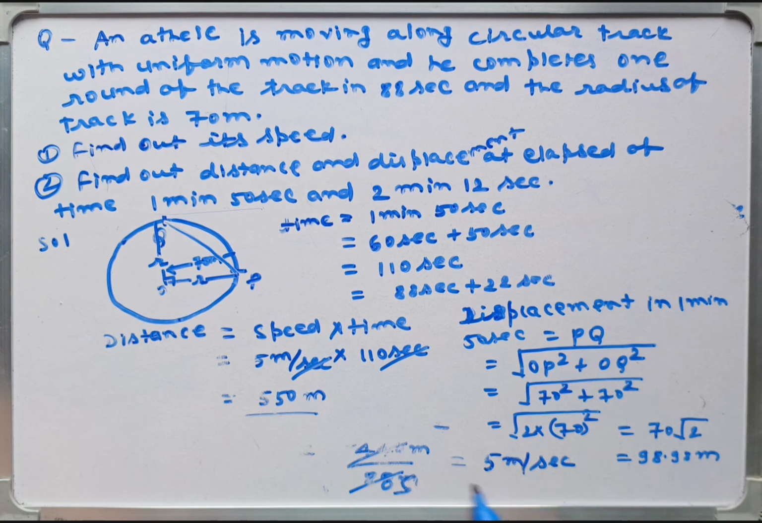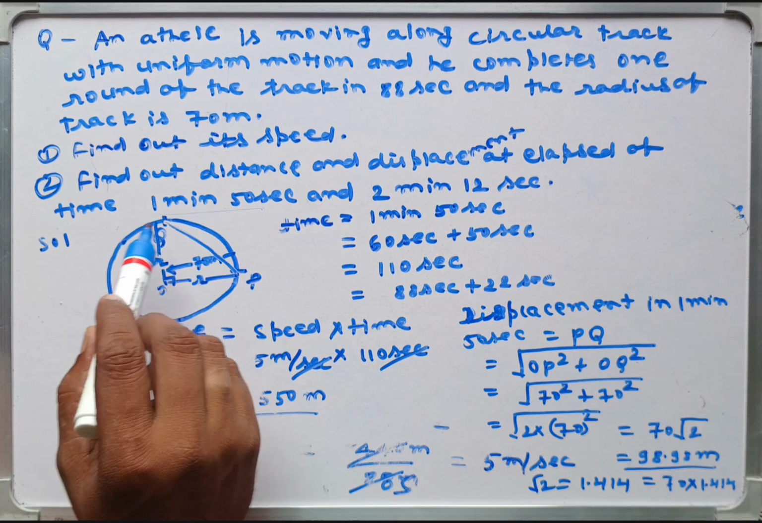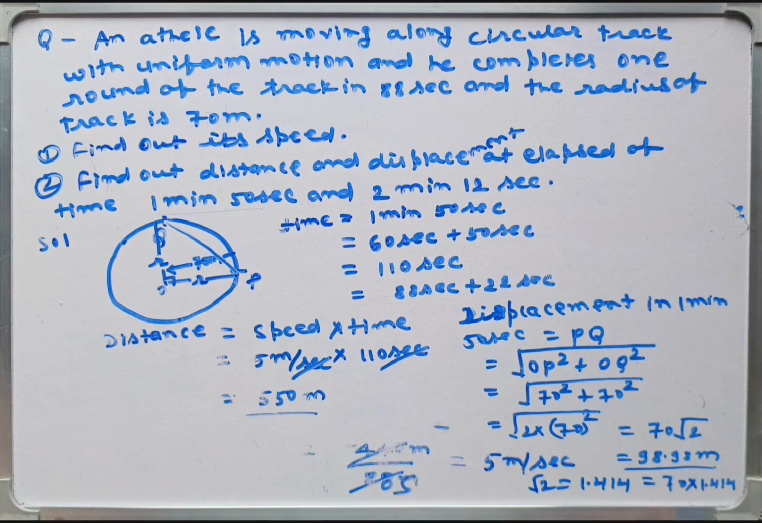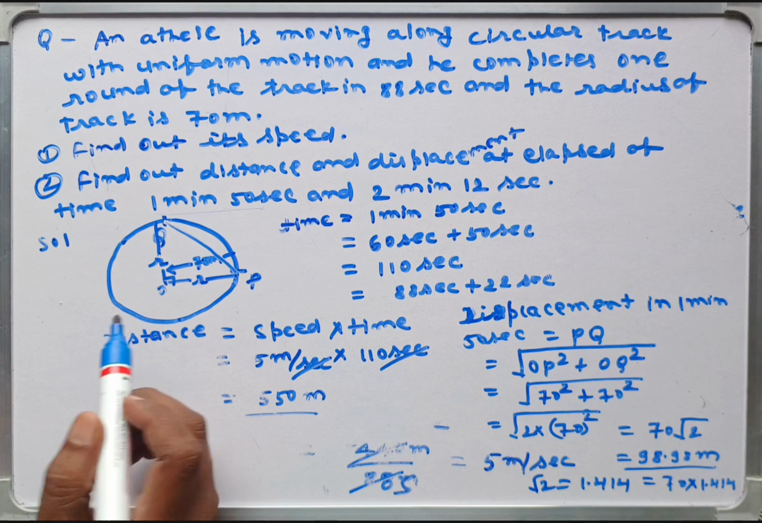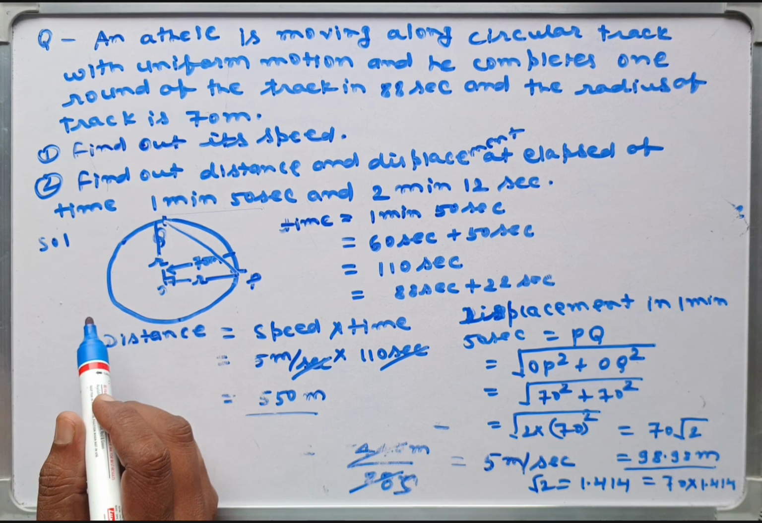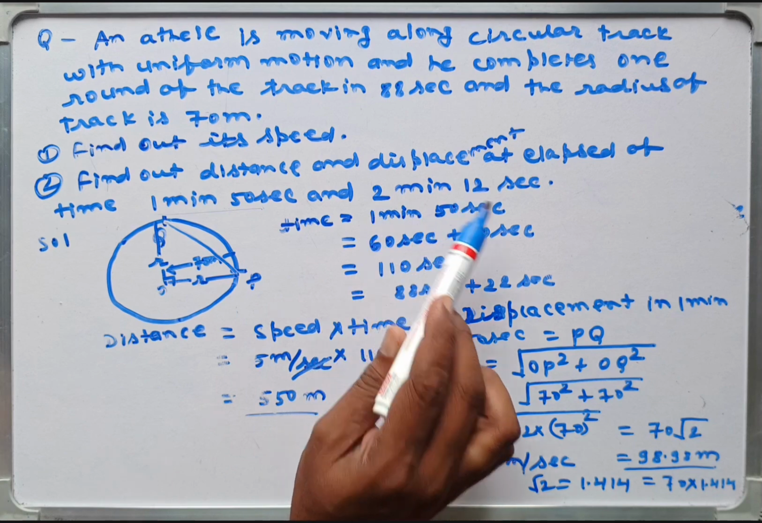So finally you can say this value will come, sir, 98.98 meter. Why? Because root 2 value is 1.414. So if you multiply 70 into 1.414, then the value will come this one. So we can say displacement of the athlete after elapse of time 1 minute 50 second is only 98.98 meter. Okay, so next question asking what is distance covered by the athlete in 2 minute 12 second.